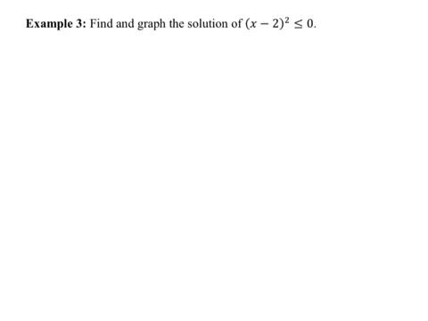Example 3, find and graph the solution of the quantity x minus 2 squared less than or equal to 0. Right away, well, this is just x minus 2, and therefore we have a double root or a double critical point.